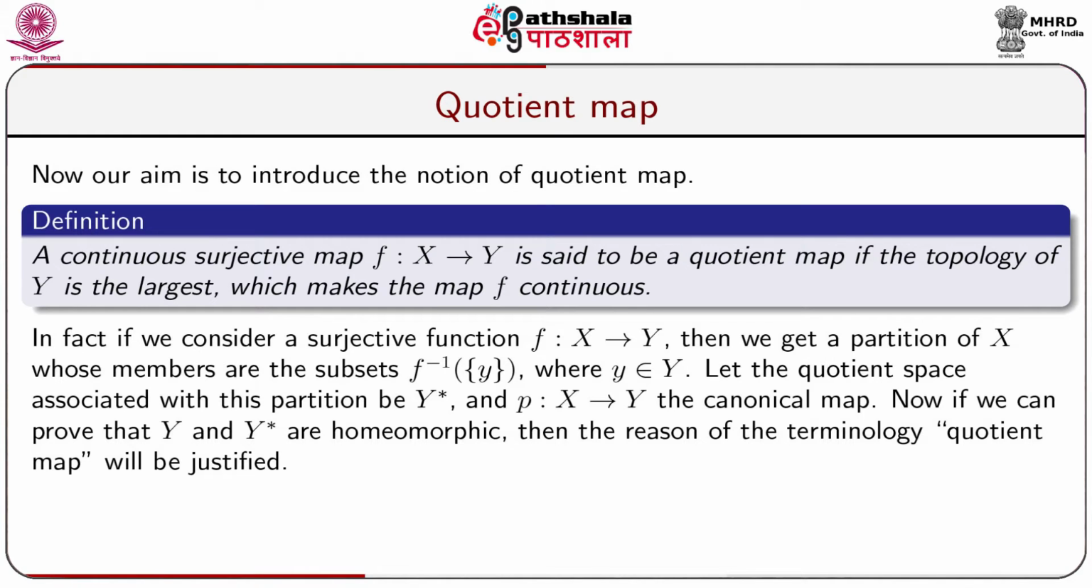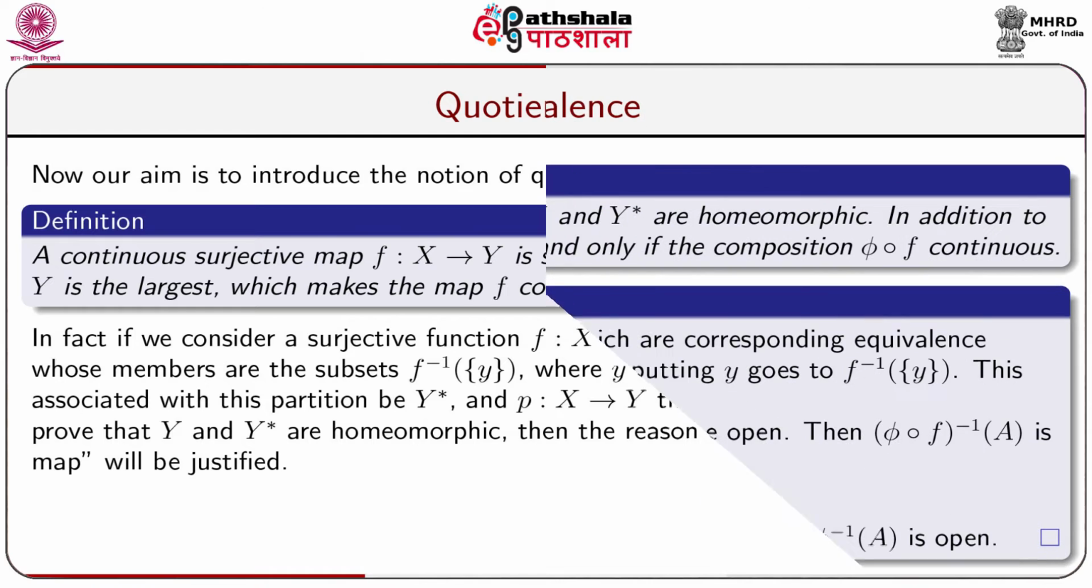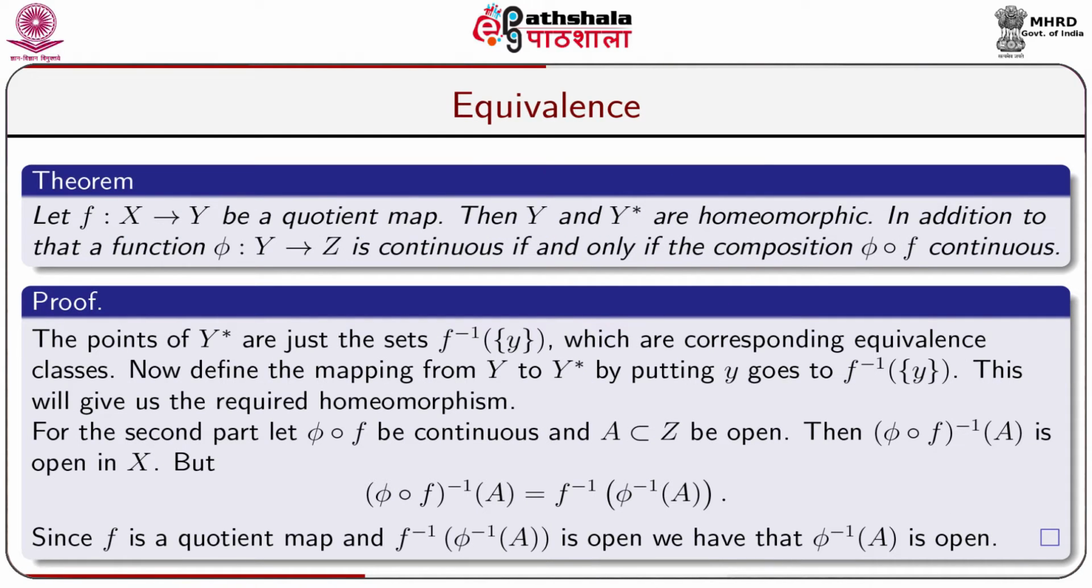Now consider the quotient space associated to this partition as Y star, and let P from X to Y star be the canonical map. Now, if we can prove that Y and Y star are homeomorphic, then the reason for the terminology quotient map will be justified. So, we are on our way to prove that Y and Y star are homeomorphic.